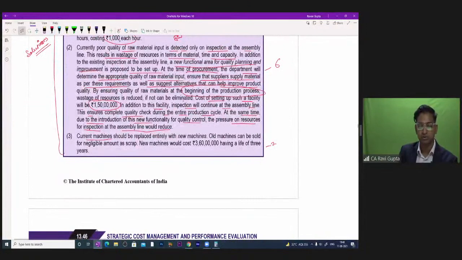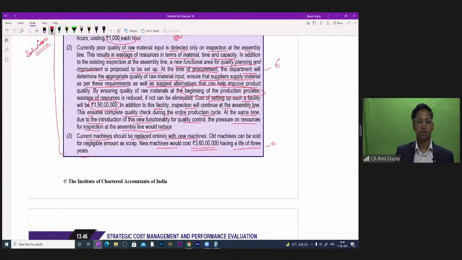Current machines should be replaced entirely with the new machines. Old machines can be sold for a negligible amount as scrap. New machines would cost 3 crore 60 lakhs, having a life of 3 years.